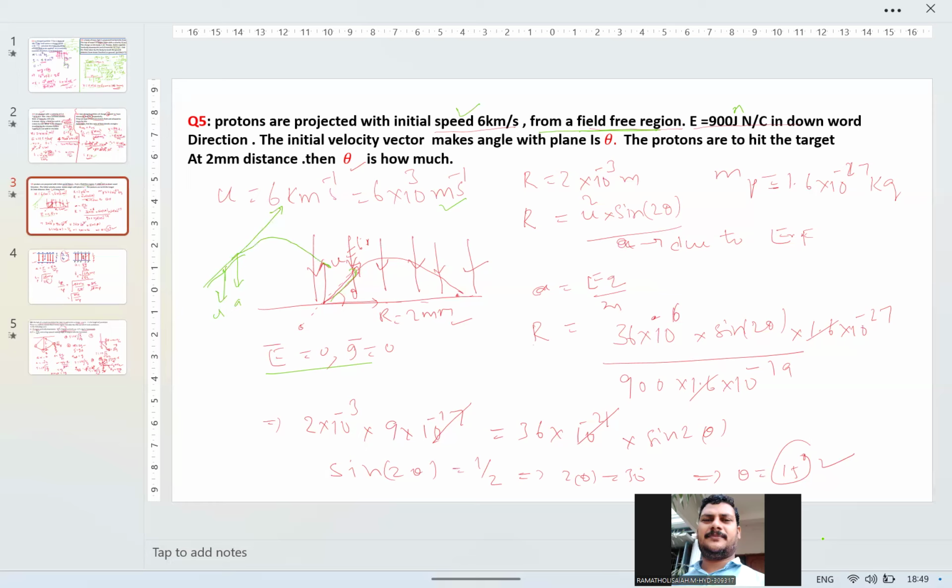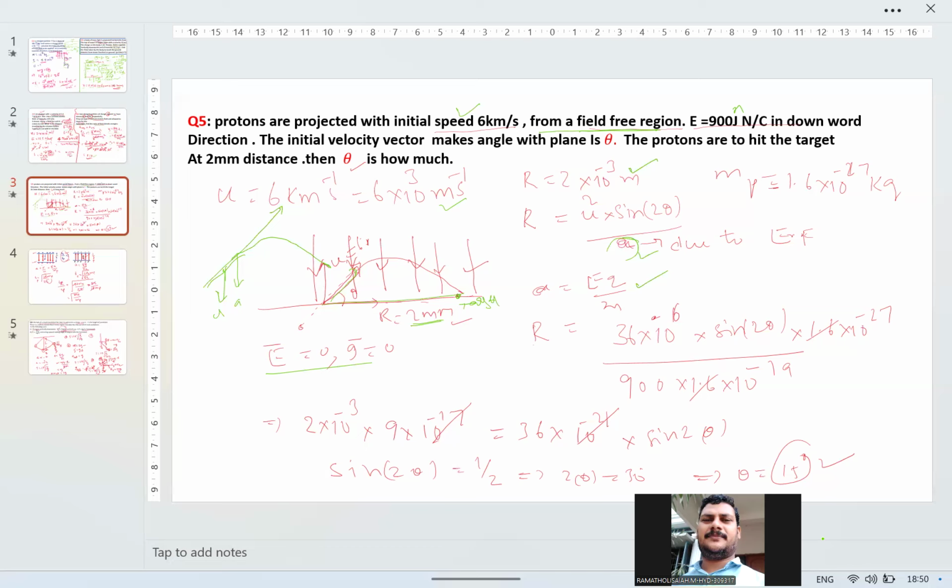And it is coming and reaching the ground at one point, which is the target, at a distance of 2 millimeters. So R equal to 2 millimeters is given. We know R equal to u square sin 2 theta by g. But here g is not there, since the acceleration here is different. In a gravity field we would take the g value, but here, for the electric field, you have to find the acceleration due to electric force, which is equal to EQ by m. That is known, either plus or minus depending on the charge given.